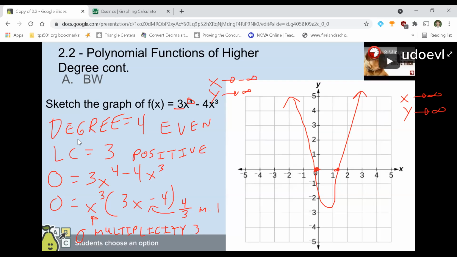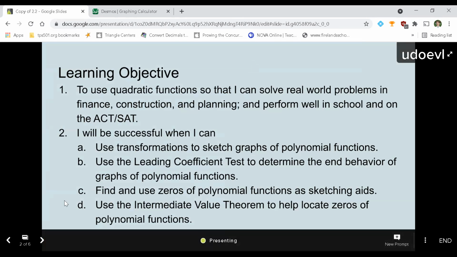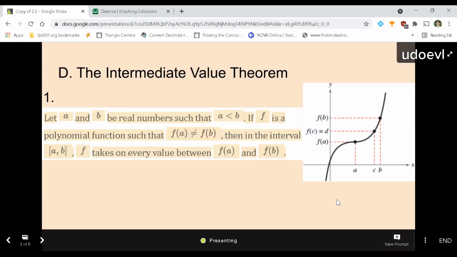All right, anybody need more time? Okay, let's talk about the intermediate value theorem then. So I already did all this stuff. Last thing we need to do is the intermediate value theorem.